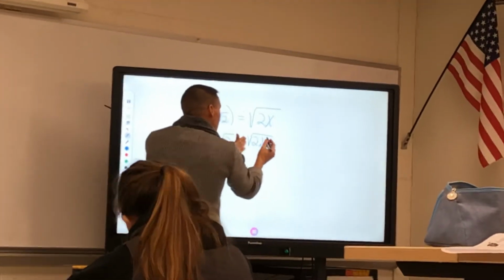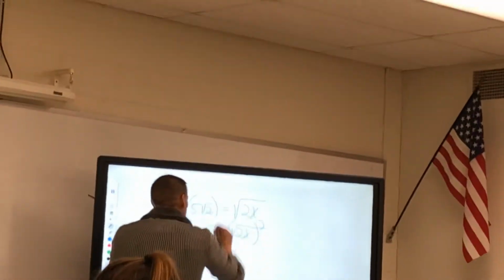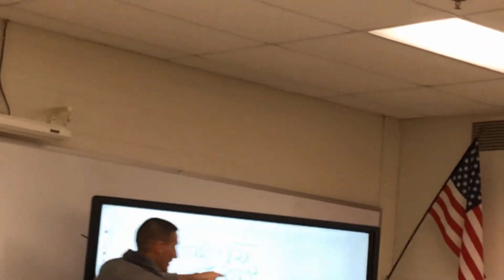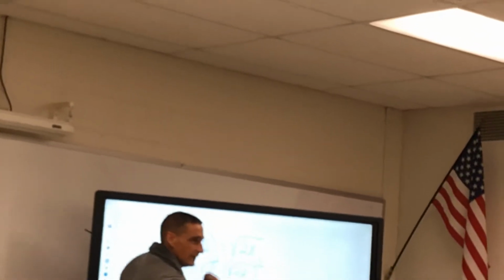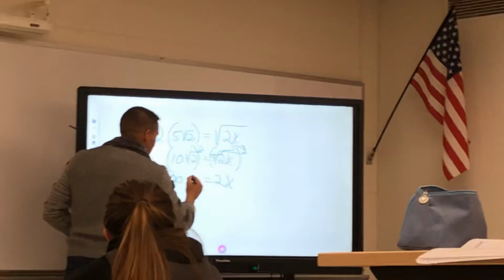How do I isolate the variable? By performing the opposite operation to both sides. The opposite operation of square root is squaring. They cancel, and I get 2x. Now, if you do this, you must square everything inside. I must square the 10 to get 100, and I must square the square root to get 2.